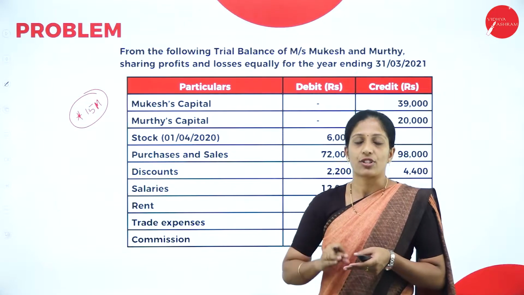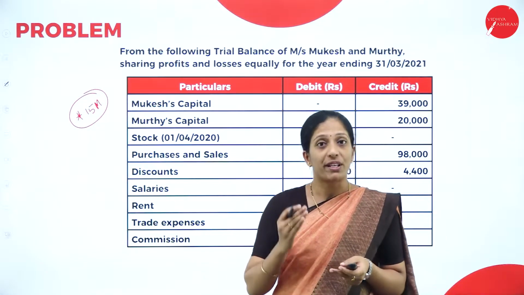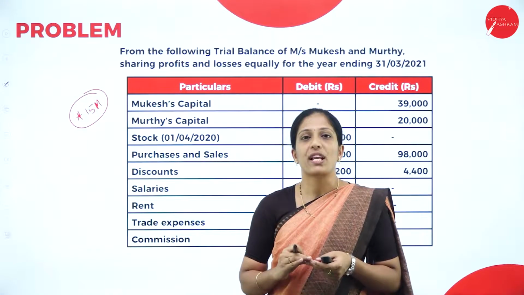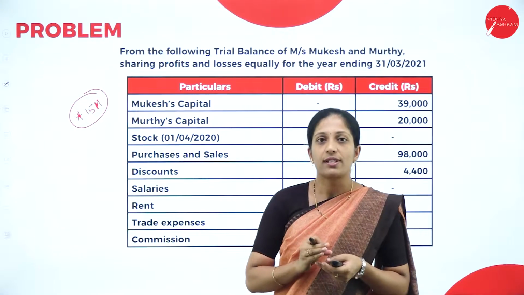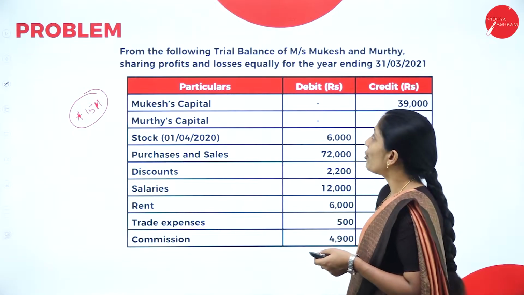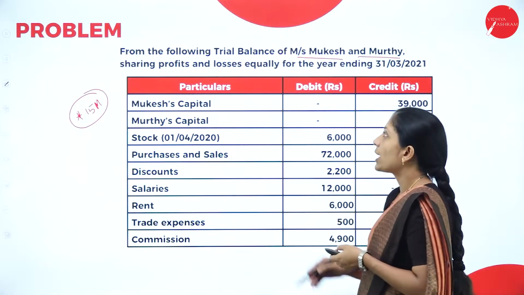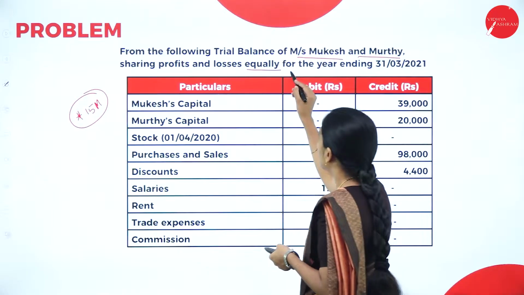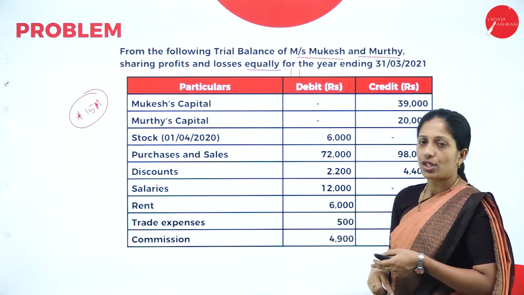under this partnership firm. So normally, what are the accounts that we have to prepare here? We have to prepare trading account, profit and loss account, then profit and loss appropriation account, partners capital account and balance sheet. So we shall see how we have to prepare under this partnership firm. From the following trial balance of Mr. Mukesh and Murthy sharing profit and loss equally. So what is their profit sharing ratio? Equally means 1:1 for the year ending 31st/3/2021.